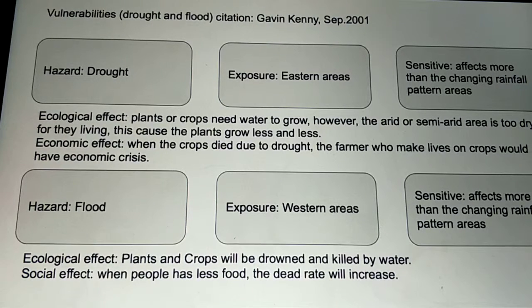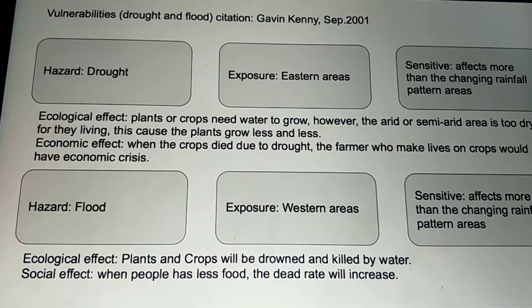For example, the first hazard is drought, and the main exposure is in the eastern areas. The ecological effect is that plants and crops need water to grow. However, in this dry area, they cannot live without water, so this can cause the plants to die.